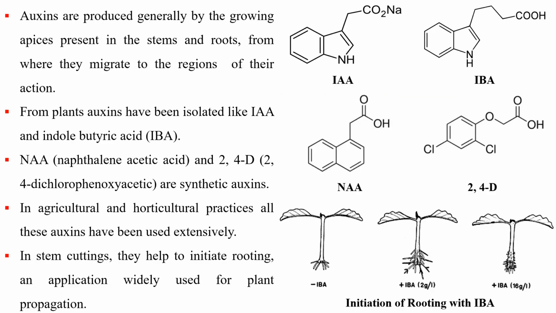Auxins are produced generally by the growing apices present in the stems and roots, from where they migrate to the regions of their action. From plants, auxins like IAA and indole butyric acid have been isolated. NAA and 2,4-D are synthetic auxins. In agricultural and horticultural practices, all these auxins have been used extensively. In stem cuttings, they help to initiate rooting, an application widely used for plant propagation.